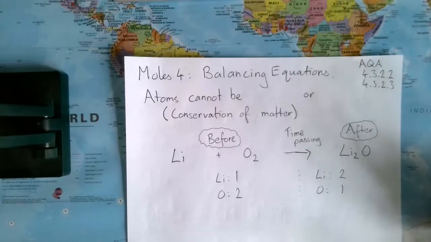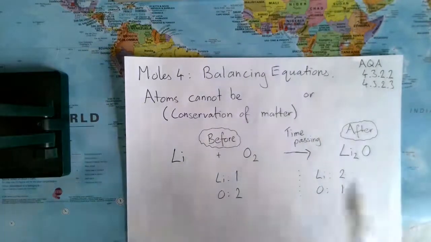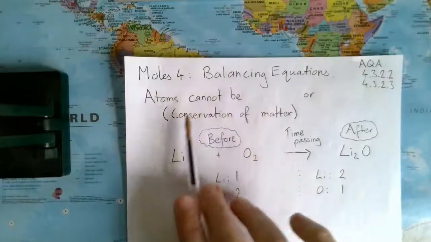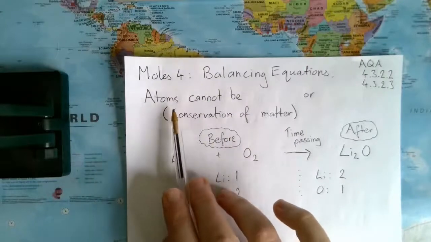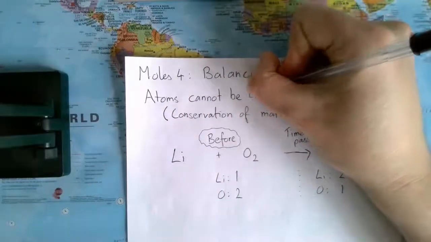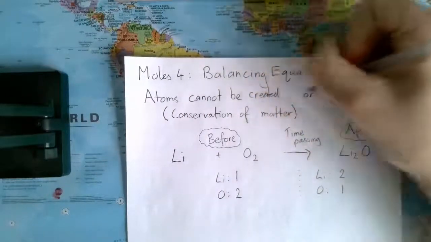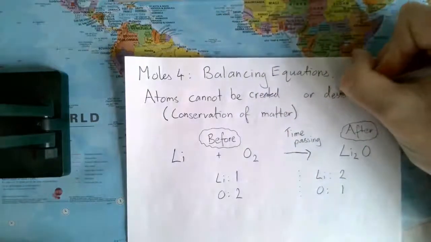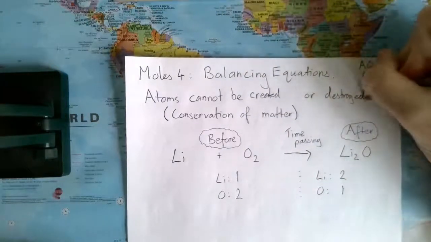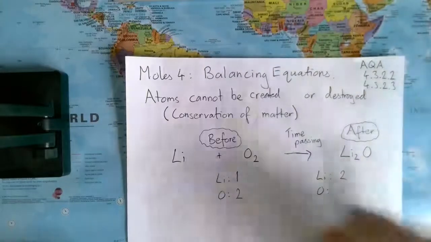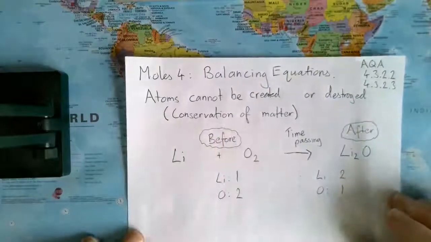This one really is just a quick one about balancing equations, and the reason we have to balance equations is because atoms cannot be created or destroyed. They also cannot be changed from one type of atom into another. This is called the conservation of matter.